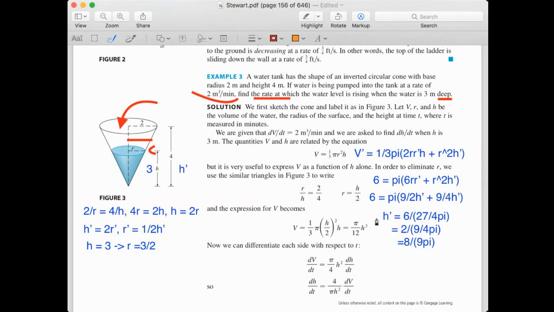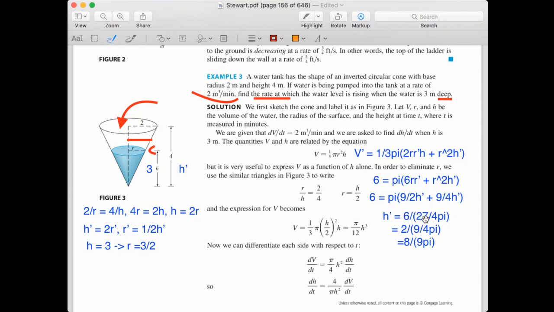Did I make a mistake? Let's check. So 6 equals this, right? 9 over 2 h prime plus 9 over 4 h prime. 9 over 2 is 18 over 4. 18 over 4 plus 9 over 4 is 27 over 4.